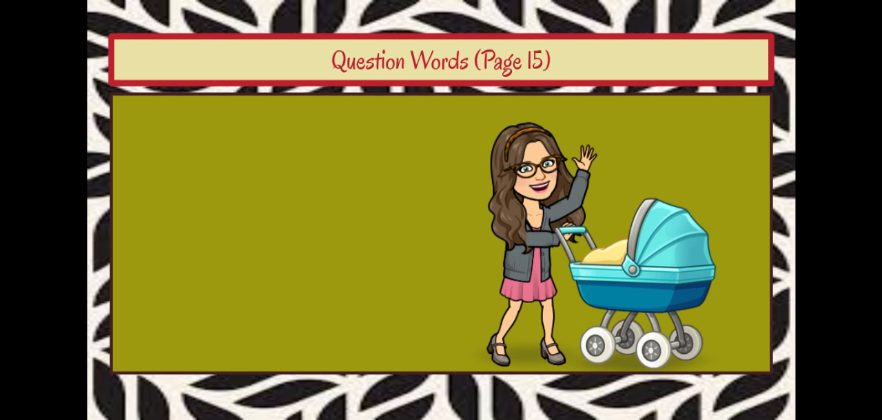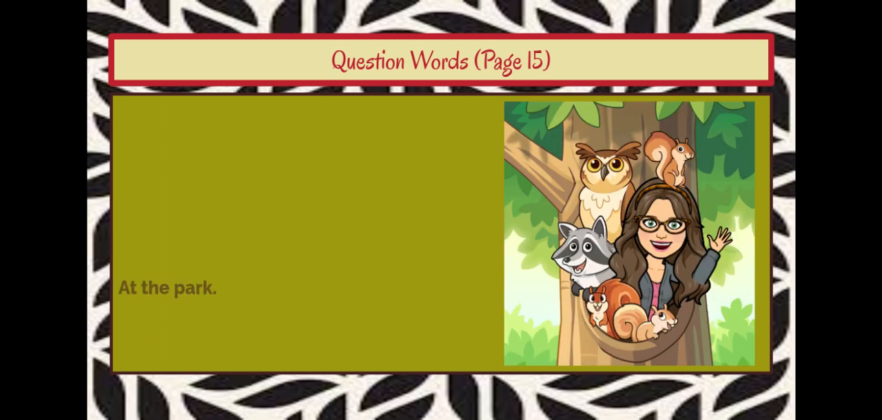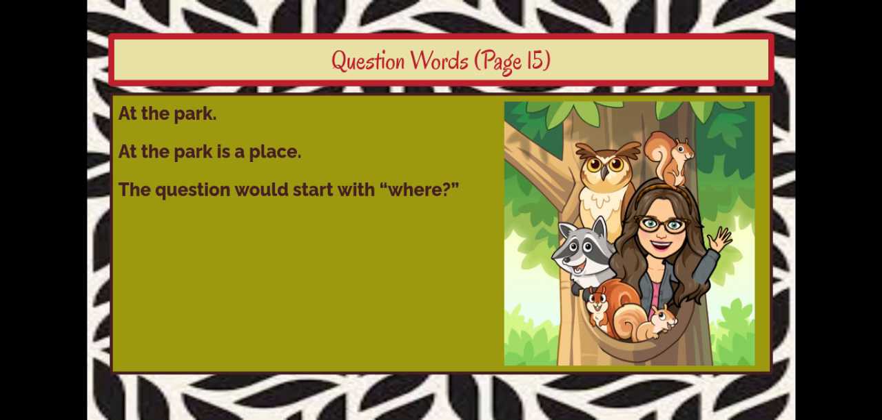As I look at the first picture, I see that it is a baby. Since a baby is a person, the question could start with who. I write who at the top of the picture. The next picture looks like it is at a park. At the park is a place. So the question would be a where question. I write where above the picture.